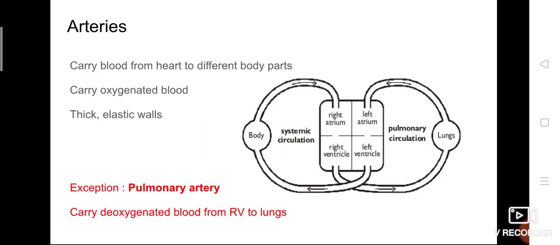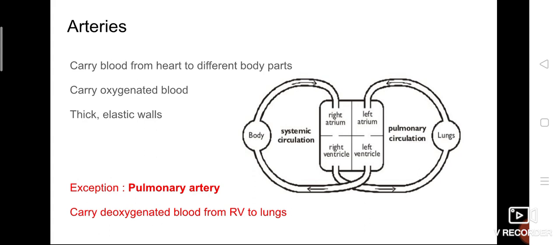Now we are going to see the types of blood vessels. There are 3 types of blood vessels in our body. One is arteries, another is veins, and the third is capillaries. We will see each one in detail. The first one is called arteries. Oxygenated blood which is flowing from the heart to different body parts is carried by the arteries. Arteries are blood vessels only, but what are they going to carry? They carry blood from the heart to different body parts.